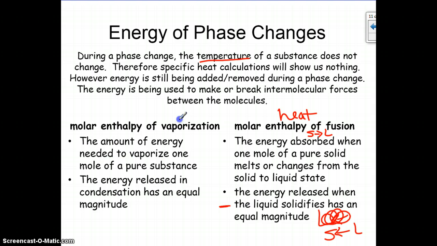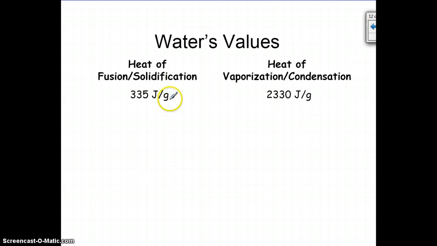All right, now the other one is the heat of vaporization. That's the energy required to vaporize, or go from liquid to gas, 1 mole. And the exact same value but opposite sign would be condensation, because condensation is exothermic. So you're probably like, what is this lady talking about? Well, this is what this lady's talking about.